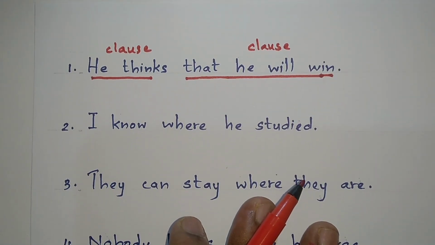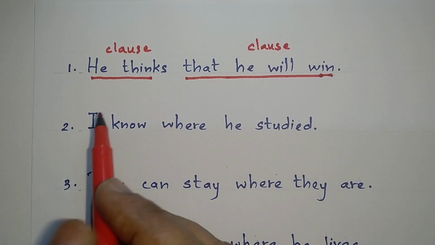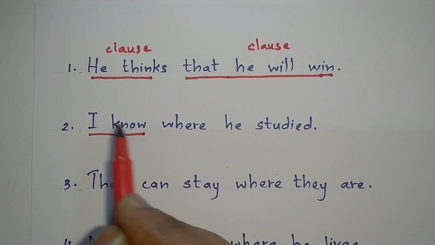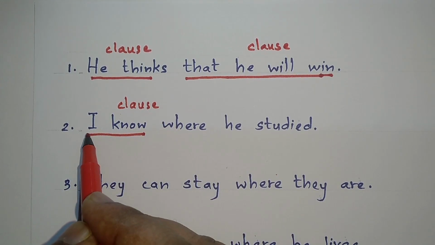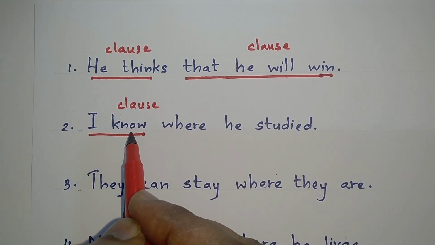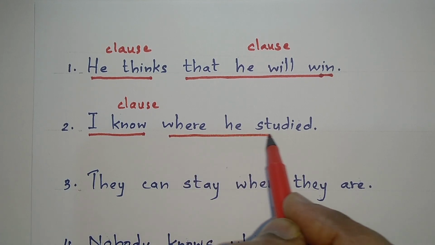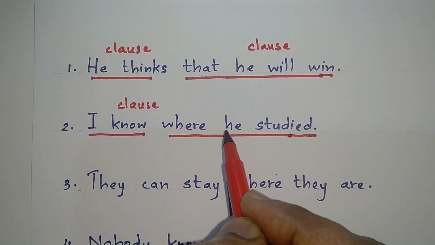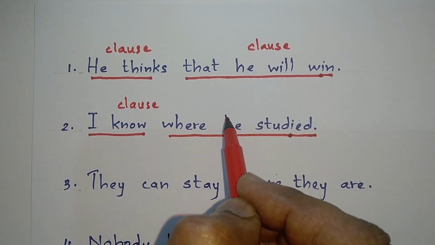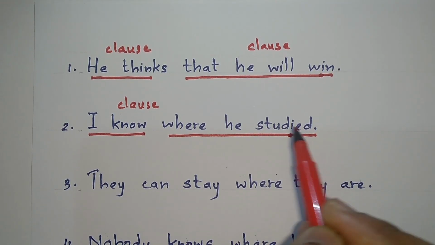Second sentence, I know where he studied. I know is a clause because it is a group of 2 words. The subject is I and the verb is know. Where he studied is also a clause because it's a group of 3 words. The subject is he and the verb is studied.